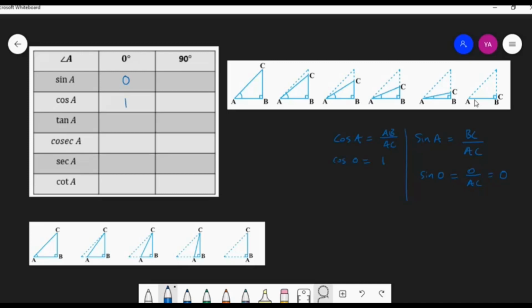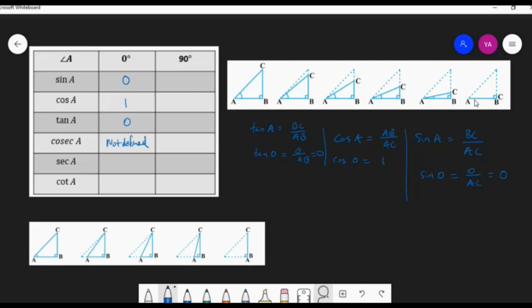Then what about tan A from the picture? We all know that tan A is equal to the opposite side by the adjacent side, that is BC divided by AB. In the last triangle, angle A is equal to 0, so tan A is tan 0, that is equal to BC, which is 0, divided by AB, so that is also 0. So we fill in the table tan 0 is equal to 0. Then cosec A, we can just take the reciprocal of sin A, that is 1 by 0. 1 by 0 is not defined, right? So we can write here not defined.